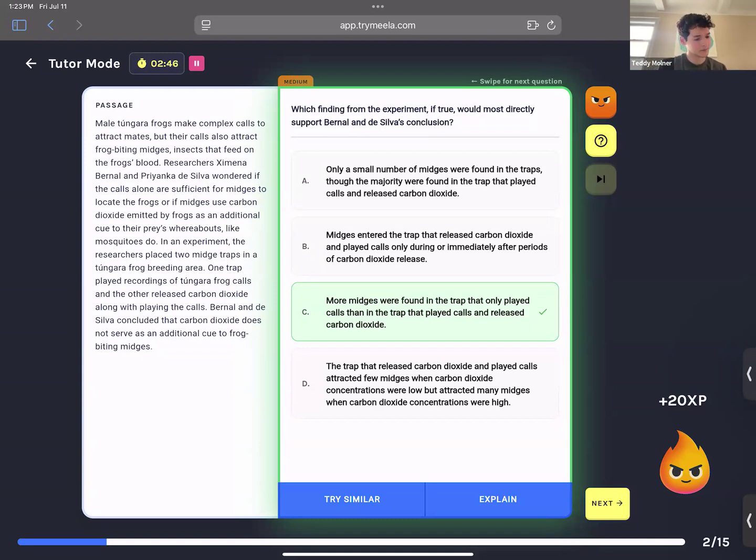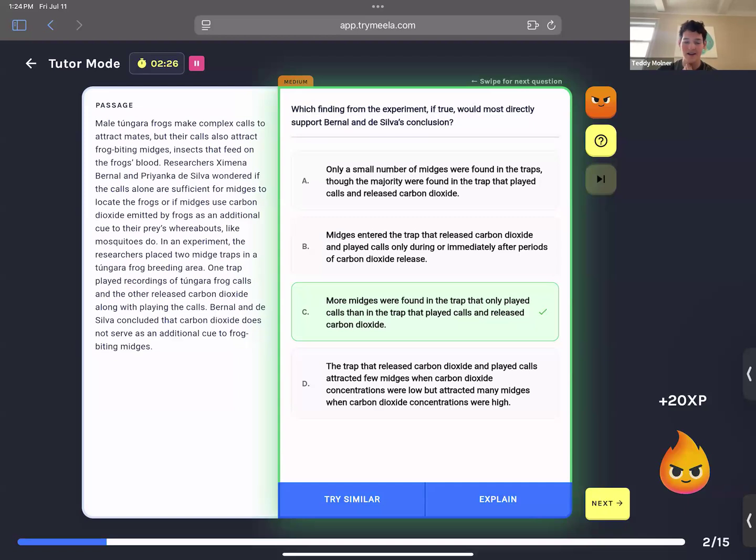If we look at B, B also is basically saying that carbon dioxide is more effective than calls, and it's saying only during or immediately after periods of carbon dioxide release. That's in complete contrary to the researcher's conclusion. So A and B are pretty clearly wrong. The trap here is D.